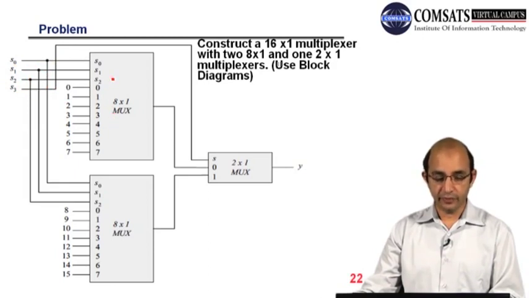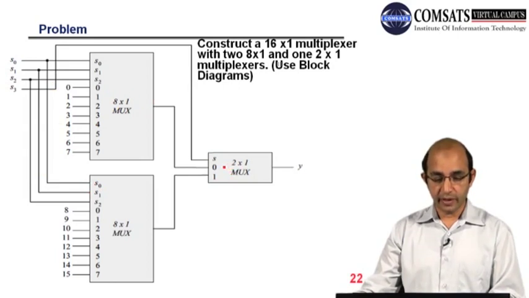You can see we have used 3 of these S in order to control the 8 × 1 multiplexers. So here we have S0, S1, S2. They are straight away joined to S0, S1, S2, and for the second one the same, S0 is connected with S0. So these are the switches in order to control. Now here we have to select one of the multiplexers.